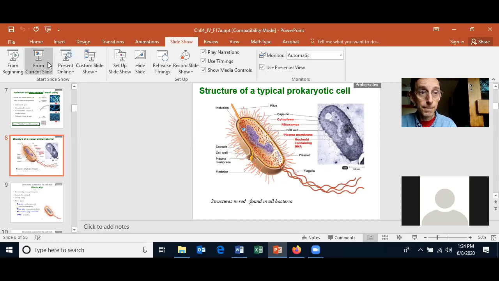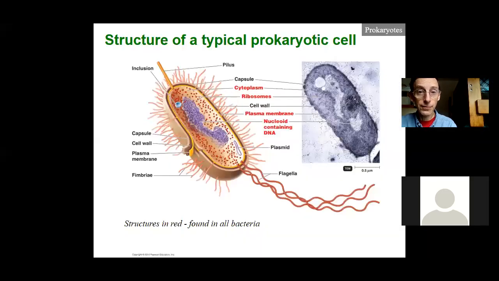Here you're seeing most of the structures of the typical prokaryotic cells. You always find the red items in all bacteria, and for the cytoplasm, the plasma membrane, and the DNA, you find those in all cells. So all cells always have DNA, a plasma membrane, and cytoplasm. Actually, eukaryotes also have ribosomes, but their ribosomes differ from prokaryotic cells.